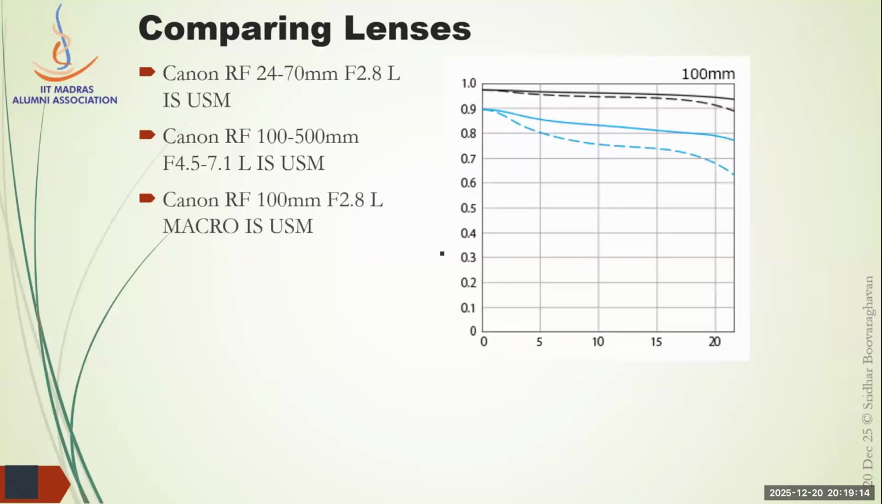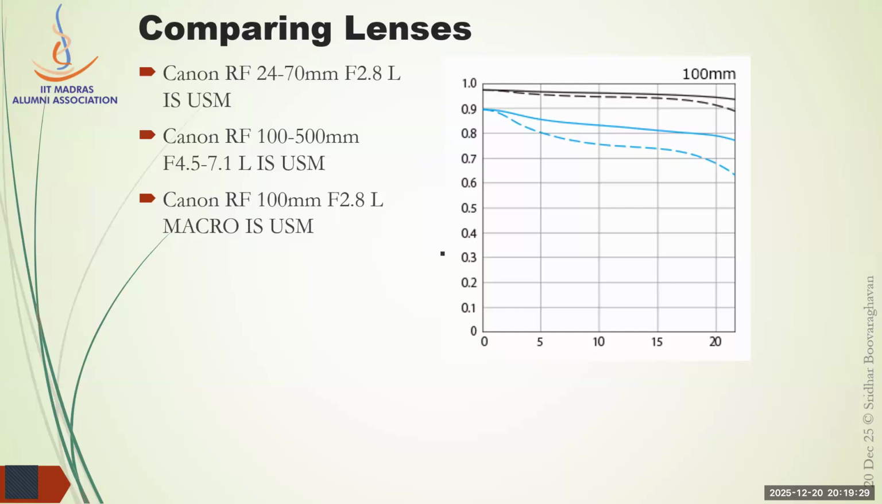Now let's look at a macro lens. The macro lens doesn't have any zoom in it. This particular macro lens doesn't have zoom. It's a 100 millimeter prime lens. So that means it has only one focal length and it has these kinds of characteristics.